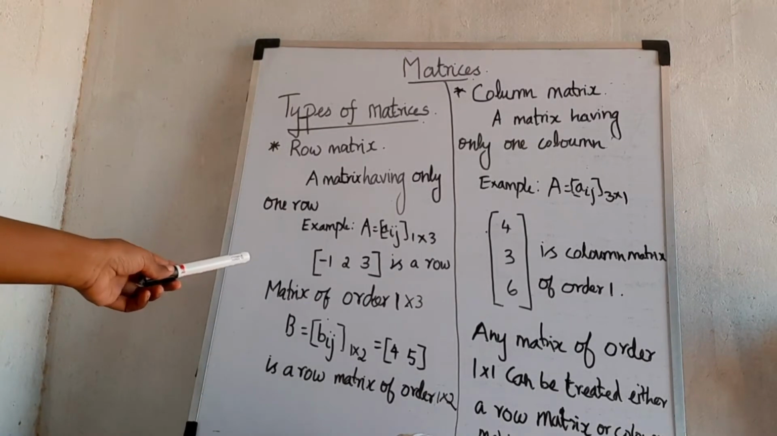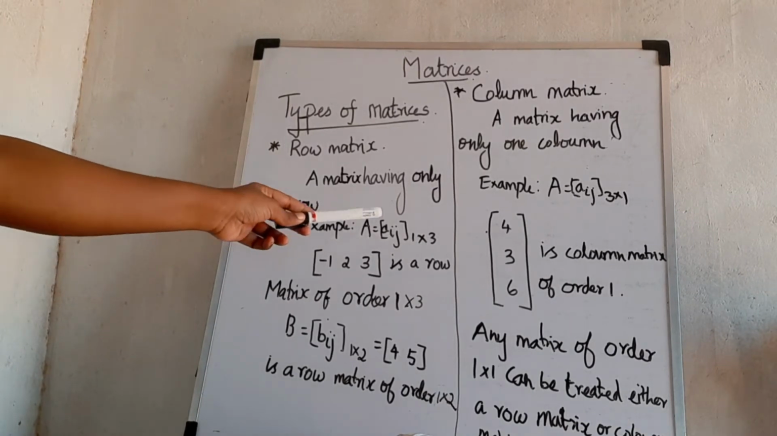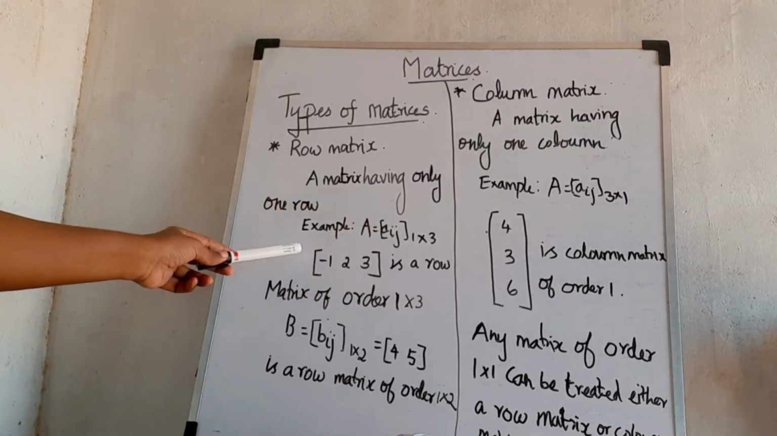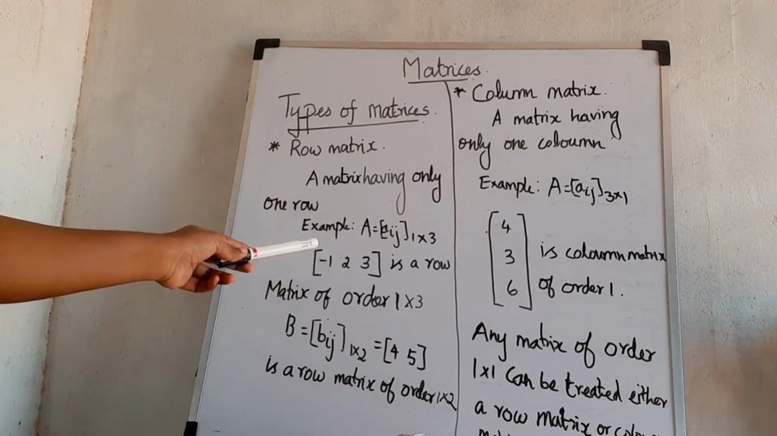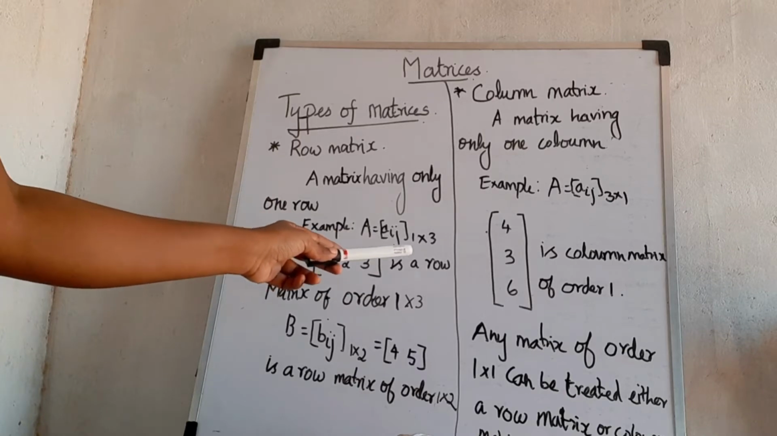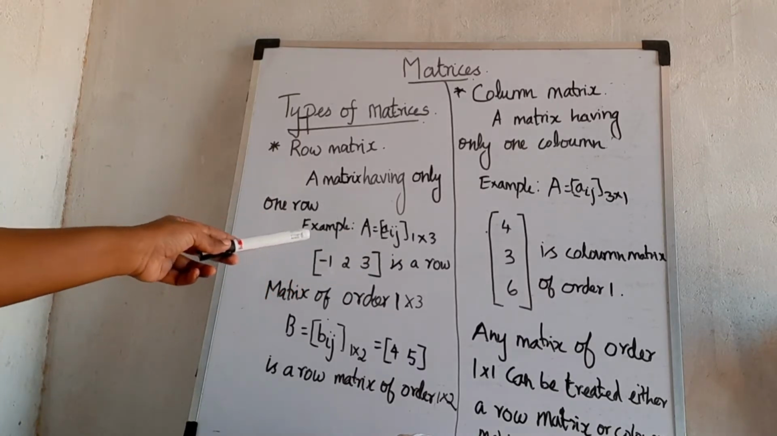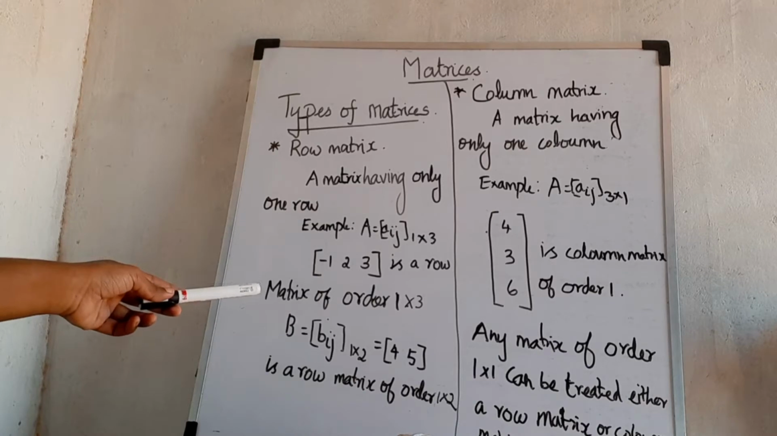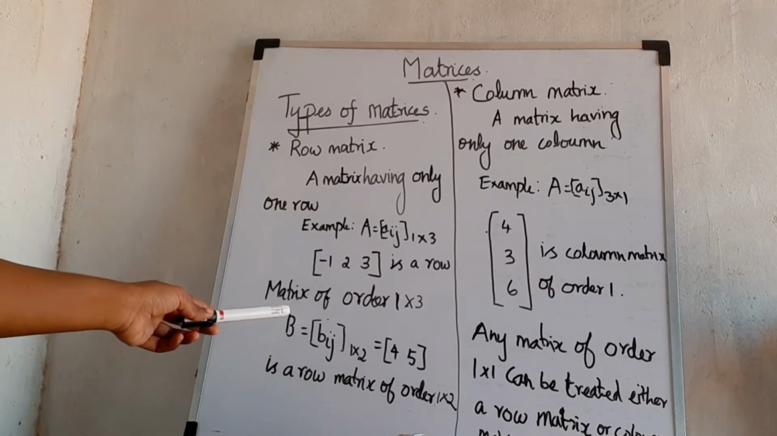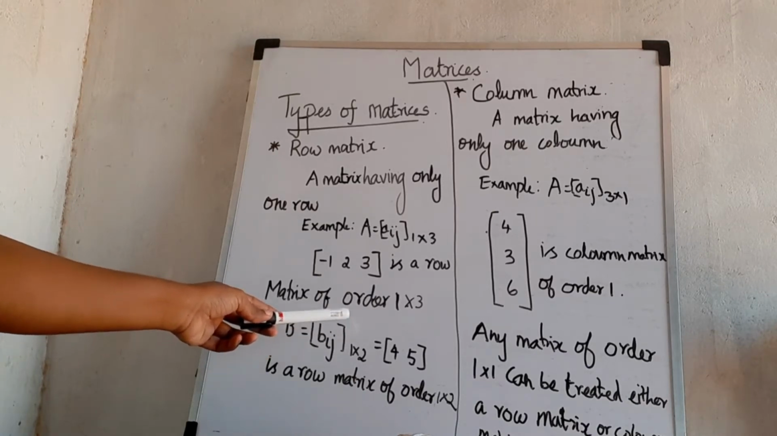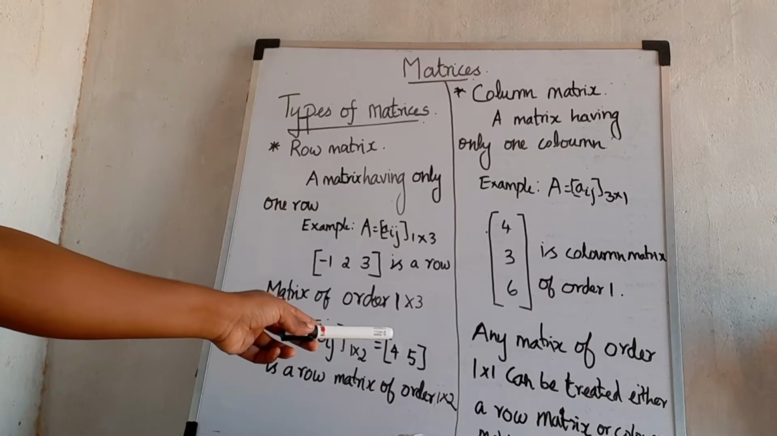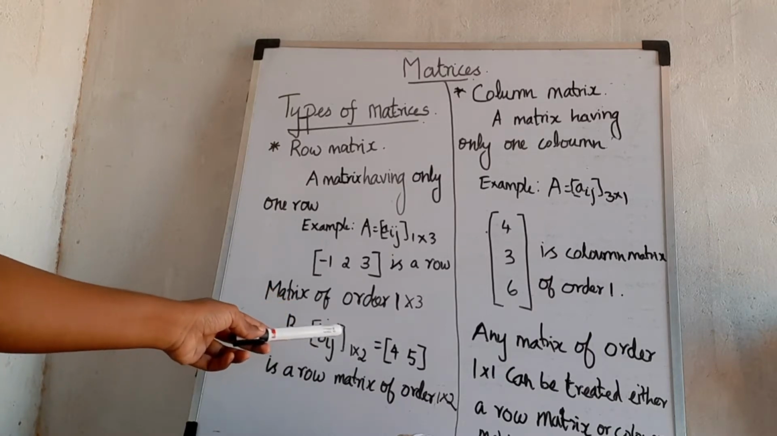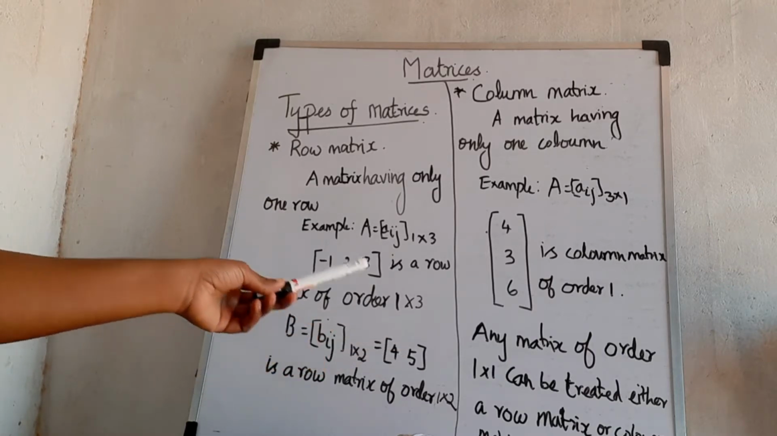This is the first example, that is A = [aij] 1 × 3. So -1, 2, 3: there are 3 columns and 1 row, so it is a row matrix of order 1 × 3. Next, coming to the next example, that is matrix B = [bij] 1 × 2. This one has only 2 columns and there is only 1 row. So that is a row matrix of order 1 × 2.